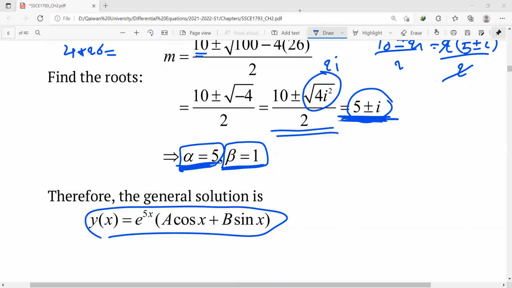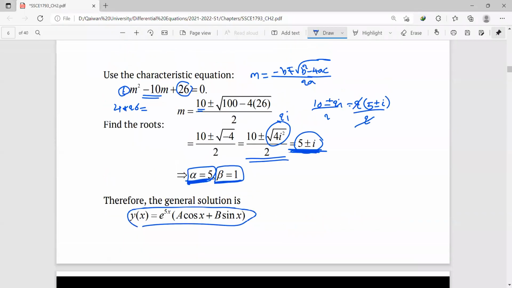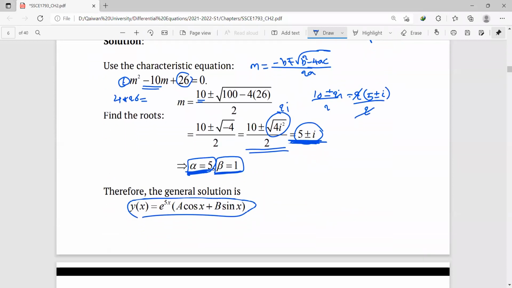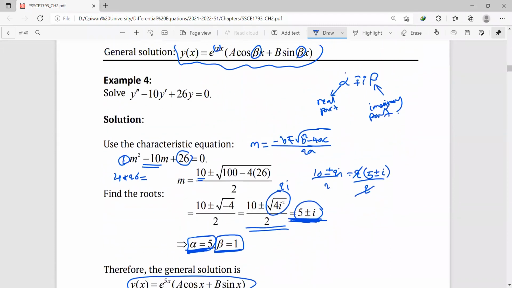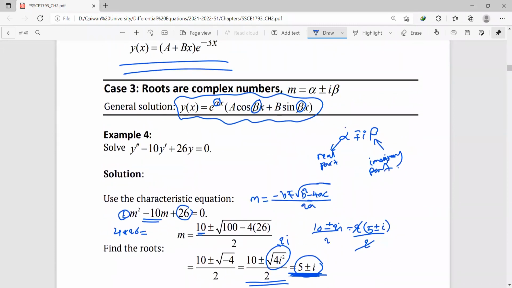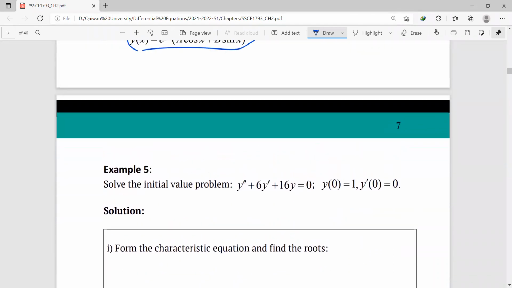e to the power of the real part. We solved this example, and in this example we have 2 complex roots. Then we have another example. In this example, we are given 2 initial conditions: y of 0 is 1 and y prime of 0 is 0. The differential equation is y double prime plus 6y prime plus 16y equals 0.